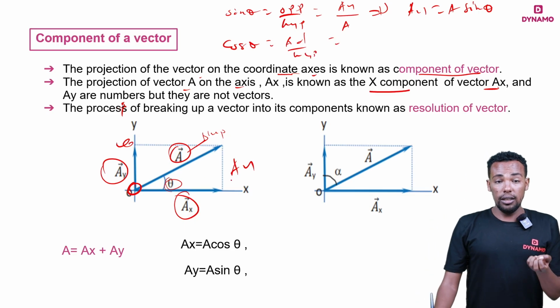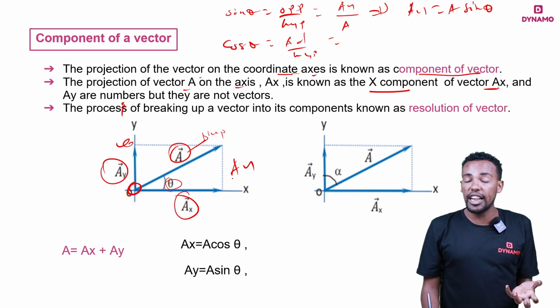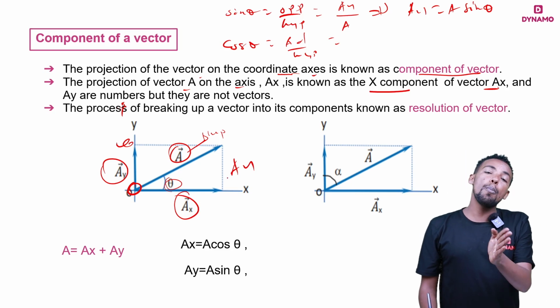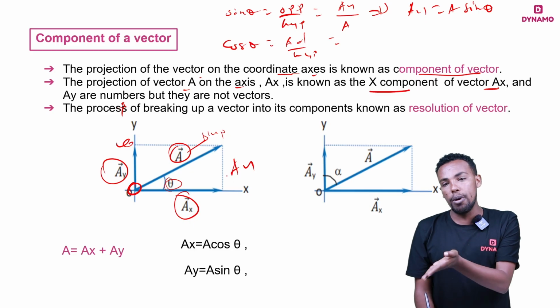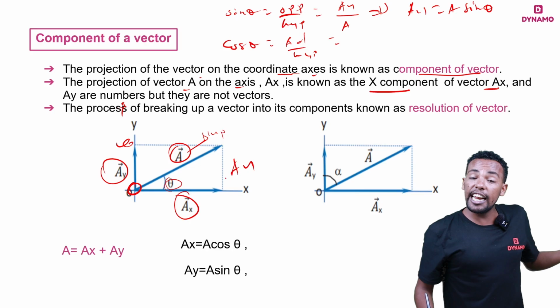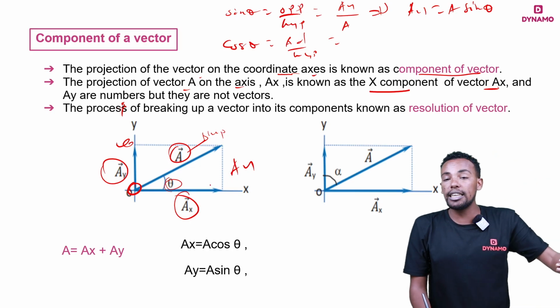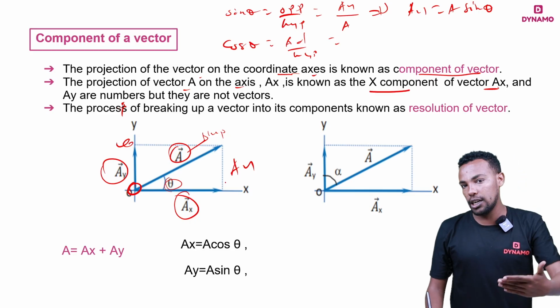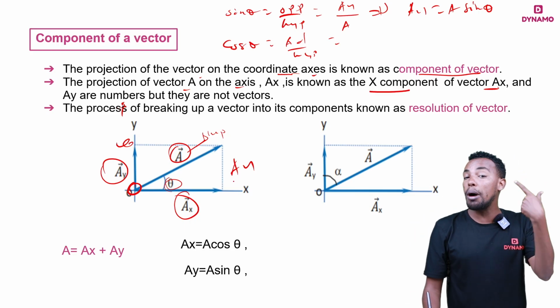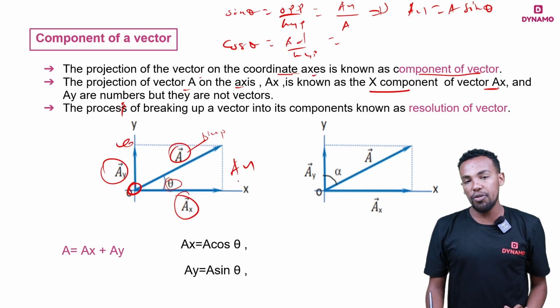The process of breaking up a vector into components is known as what? Resolution of vector. When vectors are broken into components AX and AY, what do we call it? Resolution of vector. So we are doing resolution. What did we use? Trigonometric function and also what? The Pythagoras theorem.